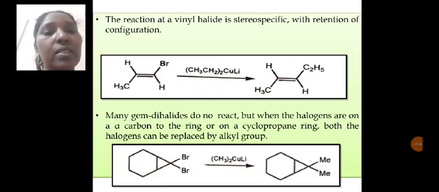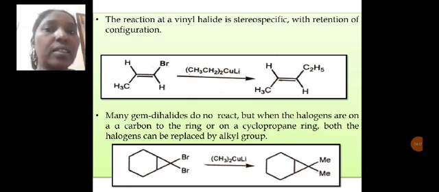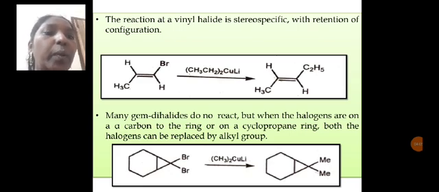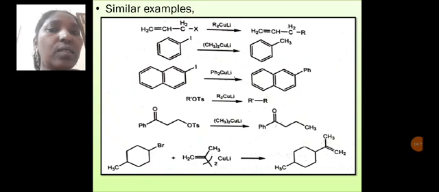The next type of reaction: many gem dihalides do not react, but when the halogens are on an alpha carbon to the ring or on a cyclopropane ring, both the halogens can be replaced by alkyl groups. Here the reaction is depicted, having a gem dihalide that is treated with lithium dialkyl cuprate and it is replaced by the alkyl group. These are the series of reactions showing the formation of alkylation, that is, formation of hydrocarbons.